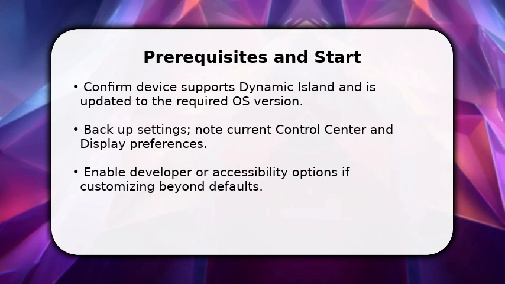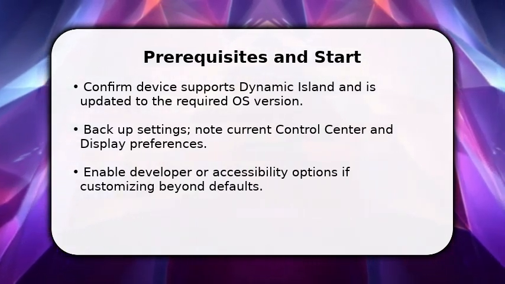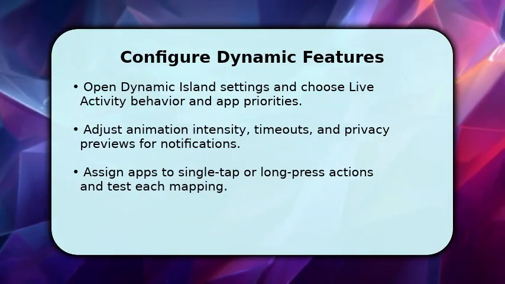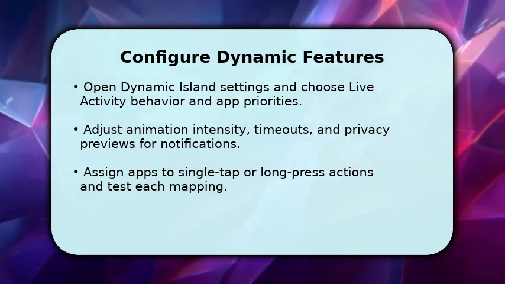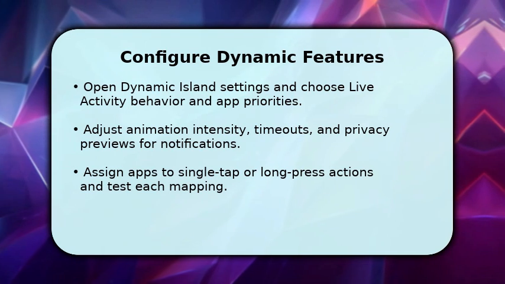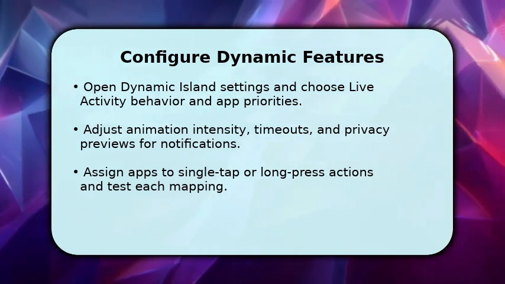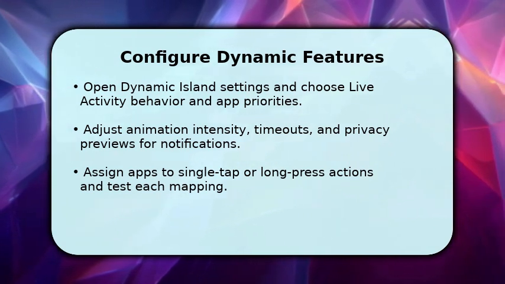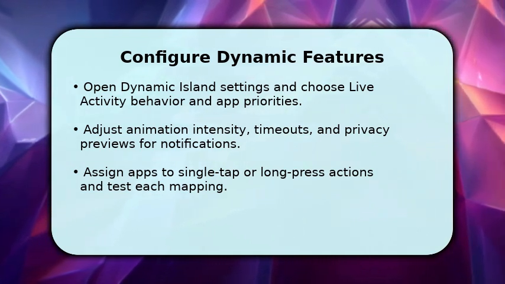This prepares you to make immediate changes without stumbling over missing prerequisites or permissions, and you now configure the core behavior. Open Dynamic Island settings and set live activity priorities for apps you use most. Then, tune animation intensity and notification timeouts so alerts stay visible long enough without being intrusive. Make sure to set privacy previews to hide sensitive content when needed. This balances convenience versus confidentiality.